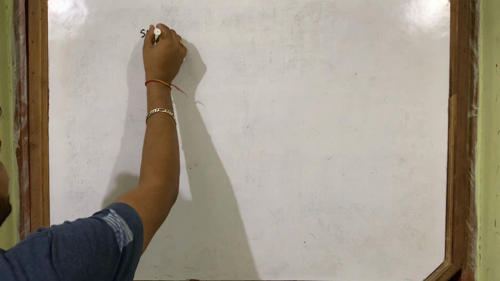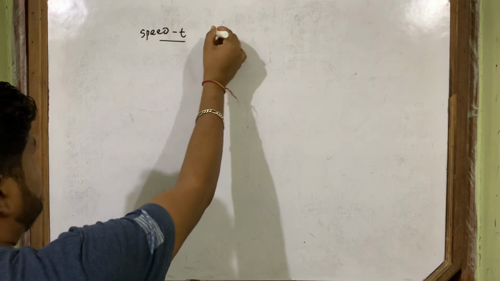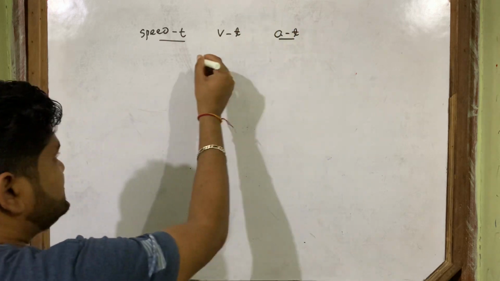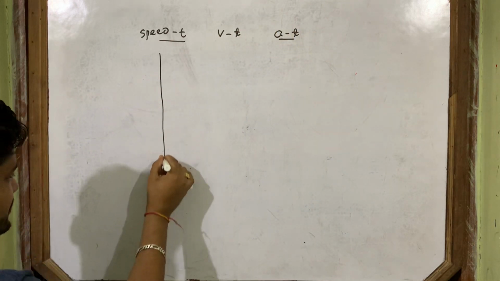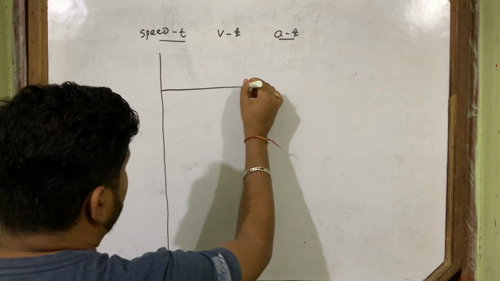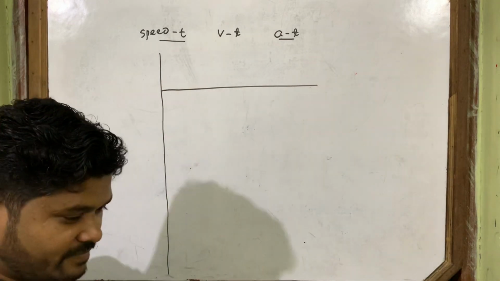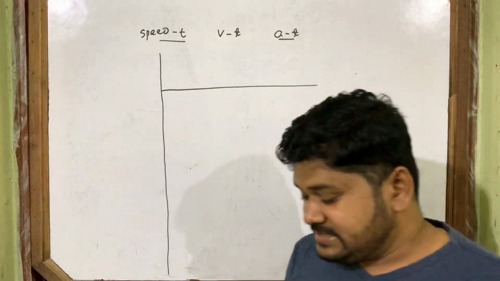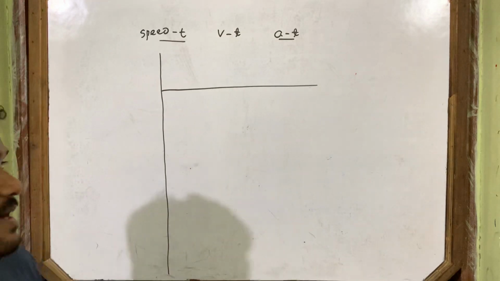We will draw the speed time, the velocity time, and the acceleration time graph for this. Now see, this is very important. We will draw them in one line so that you are able to compare them. Now let's see the speed time graph first.